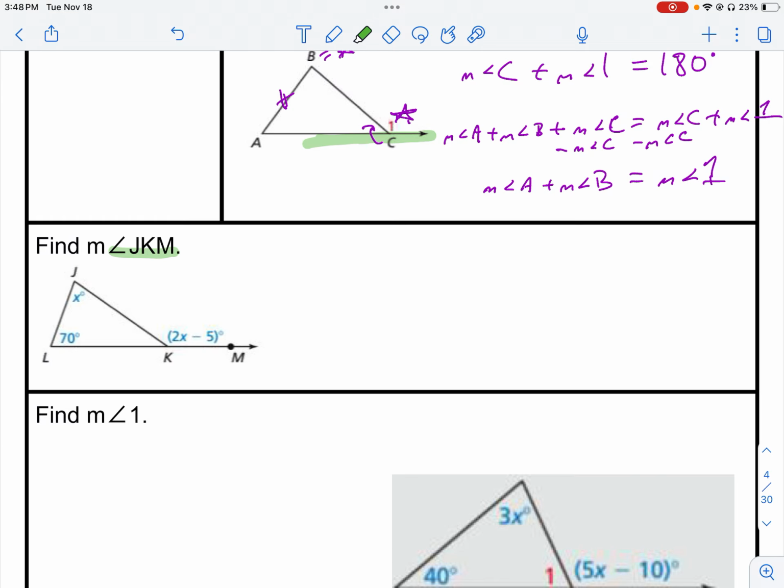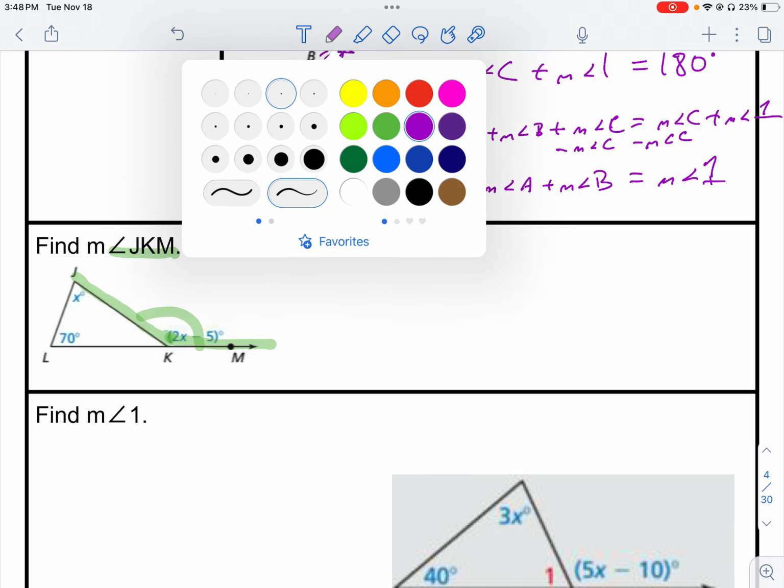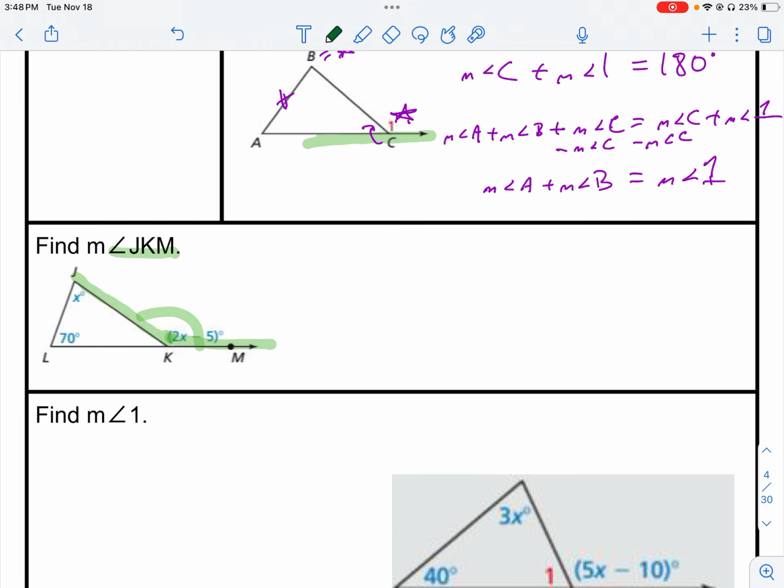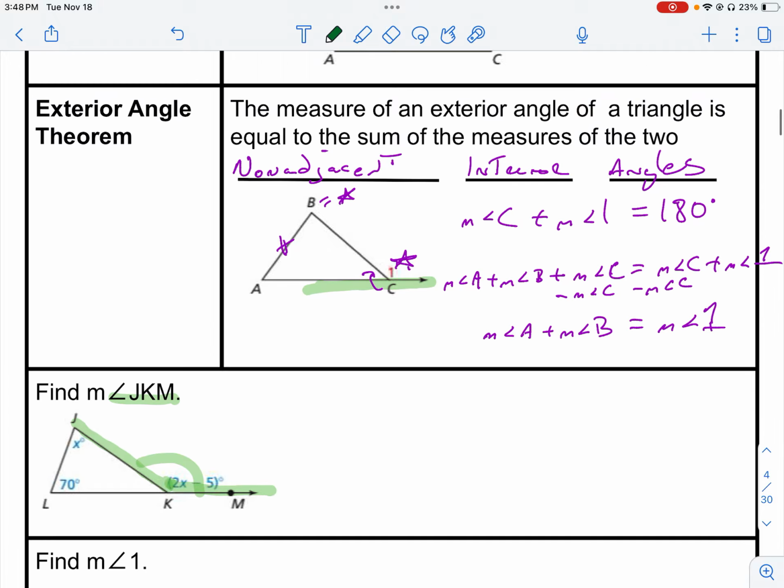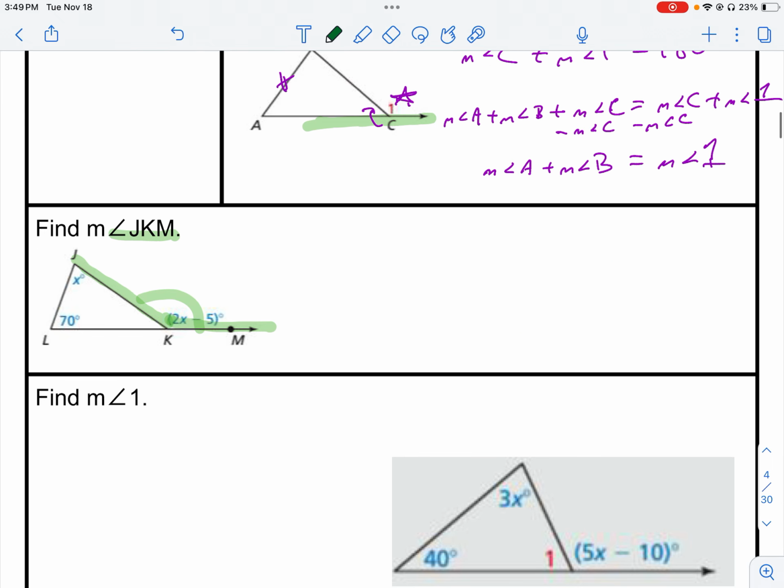So we're going to find the measure of angle JKM. So J to K to M. So that's this one out here that we're going to find. And we know that the exterior angle, angle JKM, is equal to the sum of the measures of the two non-adjacent angles. So that's angle J and angle L. So 2x minus 5 is going to equal x plus 70.